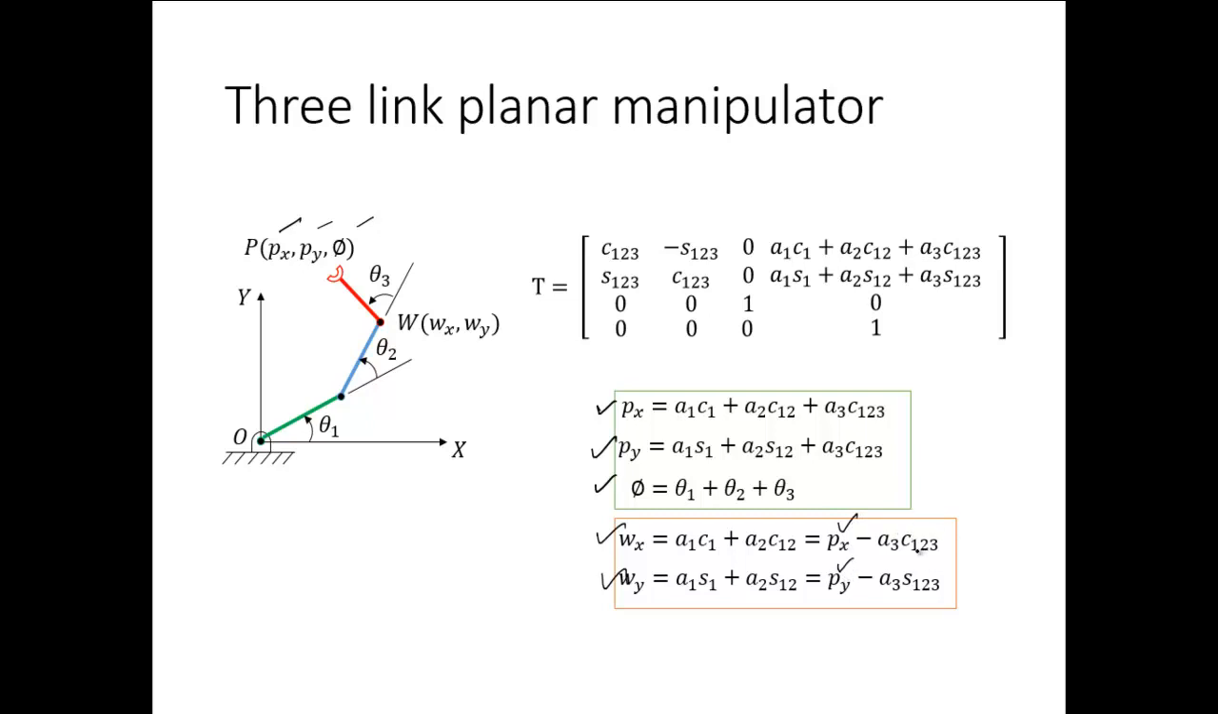If we look at this carefully, this is nothing but the cosine of theta 1 plus theta 2 plus theta 3, and theta 1 plus theta 2 plus theta 3 is nothing but phi, and phi is already given to us in the inverse kinematics problem. This means that we can easily solve Wx from here and Wy from here. Which means we can evaluate this expression again to find theta 1 and theta 2 as we have done for the two-link manipulator.